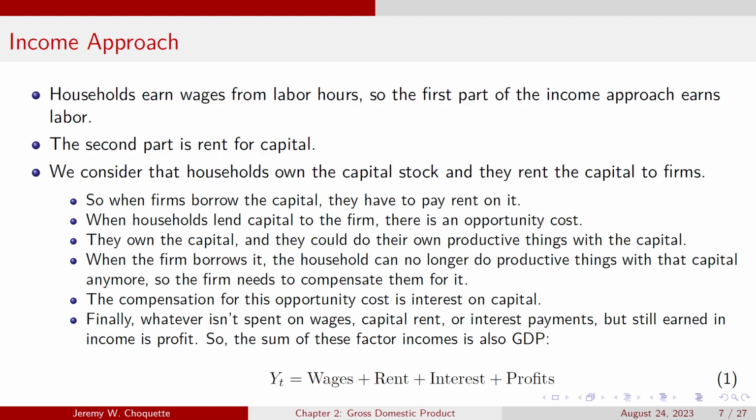Now, when the firm pays rent, that's just, we want to borrow the stuff for a little while, but there's also going to be interest. Because if the firm borrows this stuff, the household can't do anything productive with it anymore. So the firm's got to compensate you for it. And that compensation is the interest on that capital. So now we have wages plus rent plus interest. And then whatever isn't spent on wages, rent, or interest payments, but still earned an income, is profit. So the sum of these factor incomes also totals out to GDP.